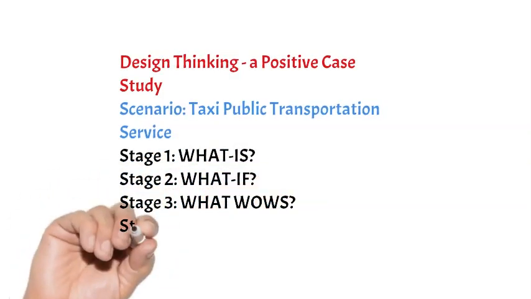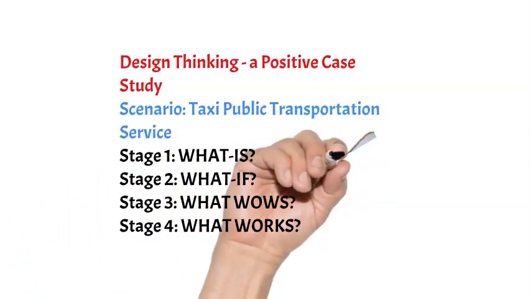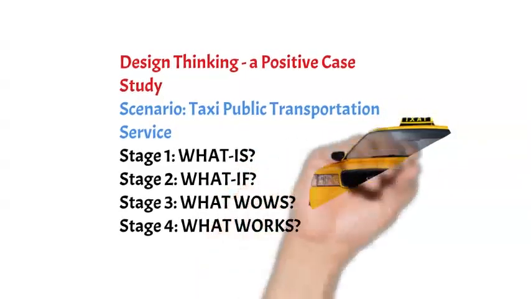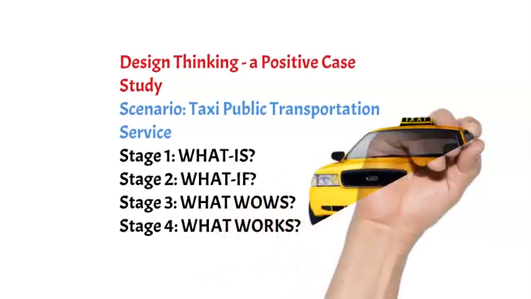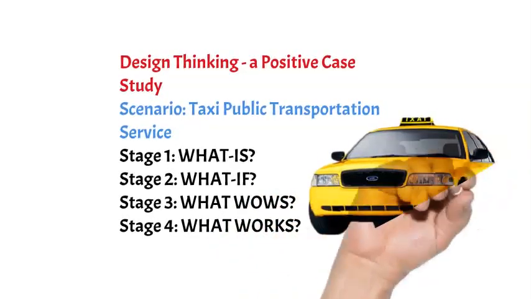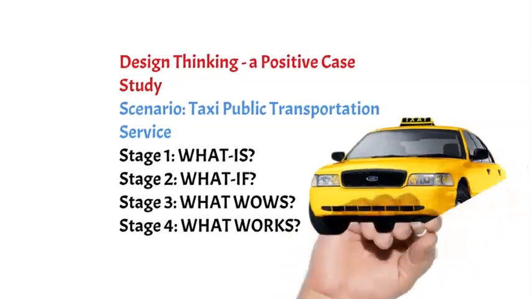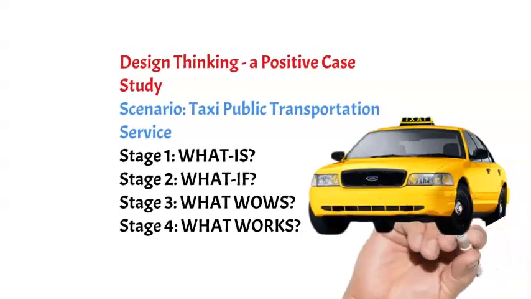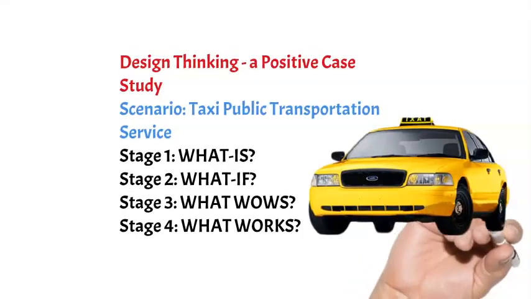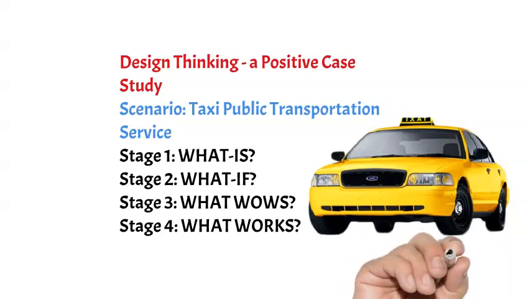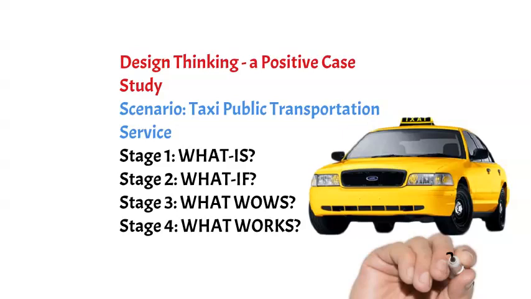In stage 1, the what is stage, we identify the problems and pain points of the key stakeholders involved. In stage 2, the what if stage, we brainstorm ideas to solve the persona's problems. In stage 3, the what wow stage, we evaluate each idea based on a set of selection criteria to select the best ideas that will wow the selected persona. At this stage, we will design possible services, processes, and activities.